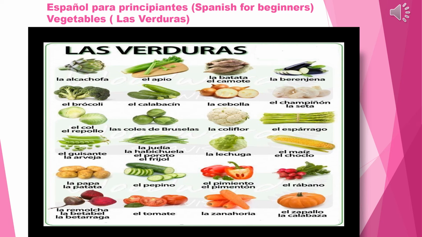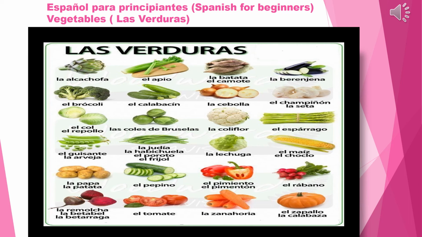So we can say el estómago, or you can say el vientre, the stomach. So just check those corrections.